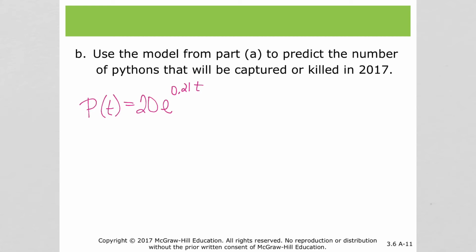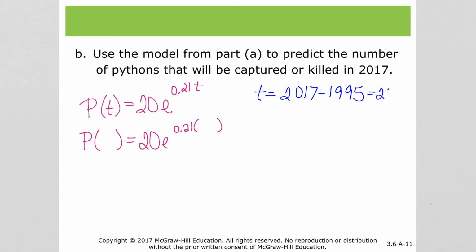Okay, so we can just plug in whatever T is for 2017. How do we find that? Well, the initial year was 1995, so we need to subtract that from 2017, which is 22 years. So we're finding P of 22. You can put that in the calculator, and we get approximately 2030.